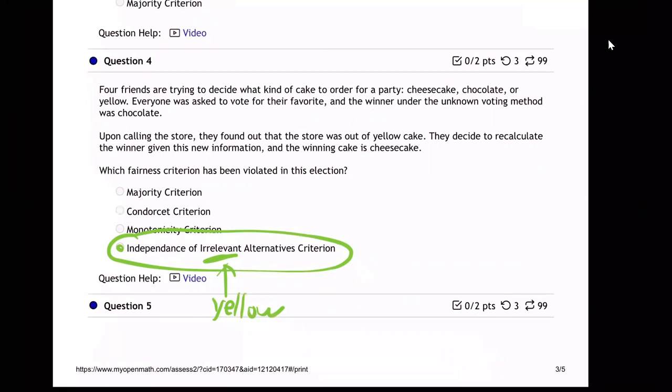That violates independence. That our sense of fairness is violated. We're like, that's not fair. Independence of irrelevant alternatives. Criterion. Here we go.